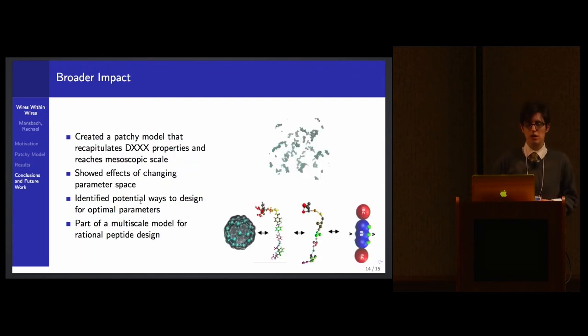So overall, what I've talked about here is coming up with this coarse-grained patchy model that is recapitulating the series, the DXXX properties, but really bridging between the atomistic scale and the experimental scale. And I've come up with a couple of rational design principles. We know we need these non-sticky side chains. We know that we need to be very careful with the size of the side chains in terms of what properties we're going to get out of the final system. I've also identified some optimal chemistries here. This is overall part of a multi-scale model for rational peptide design.